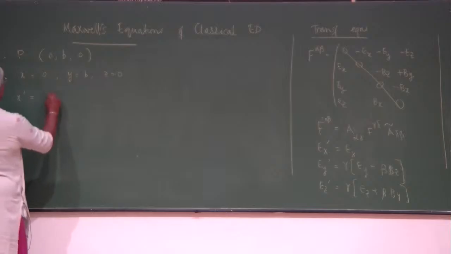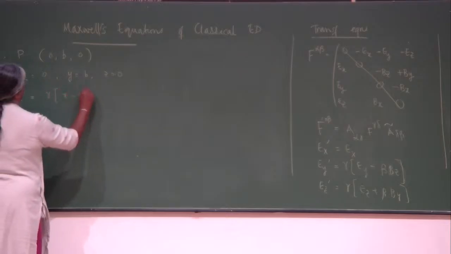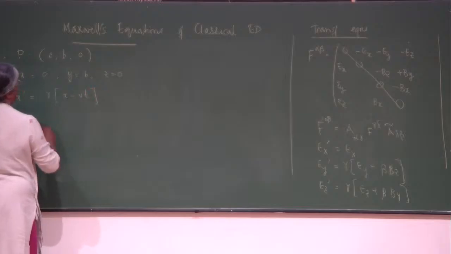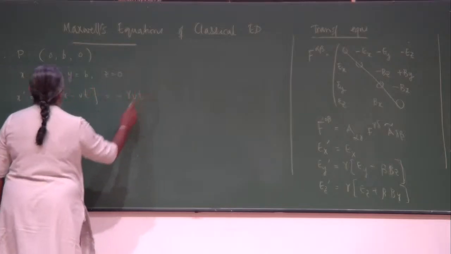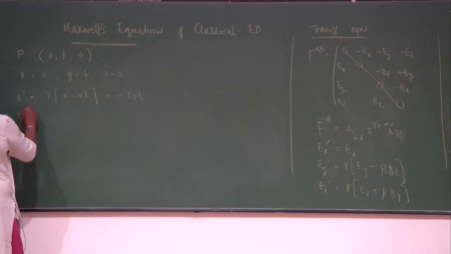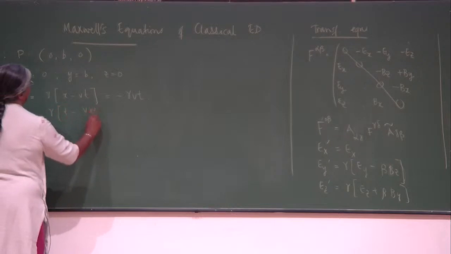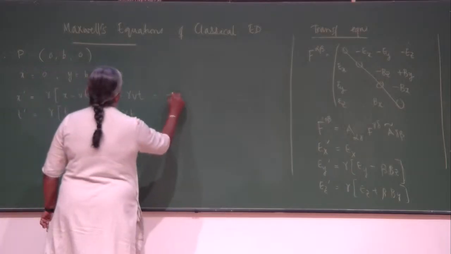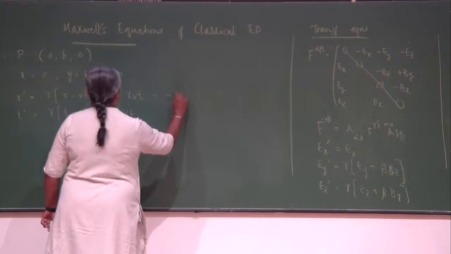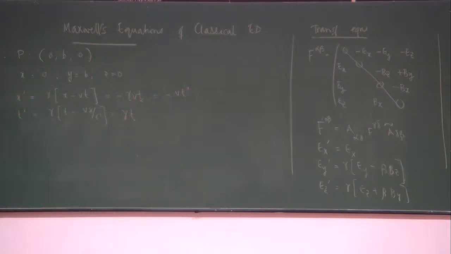X prime is equal to gamma times (x minus Vt), but x equal to 0 gives minus gamma Vt, and T prime is equal to gamma times (T minus Vx by c squared), which is just gamma T. So this is equal to minus V T prime, right? Because gamma T is T prime. And you could have just said that, right?